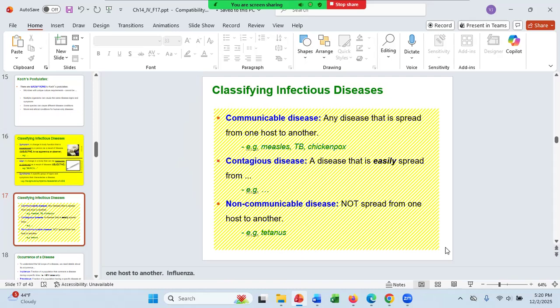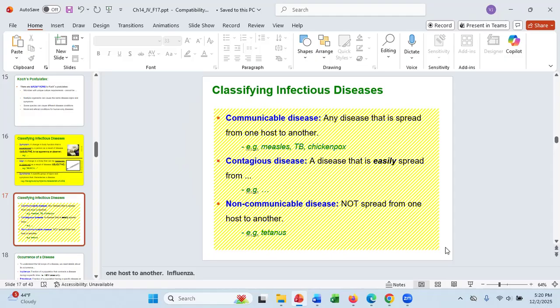A communicable disease is any disease that can spread from one host to another. Examples of a communicable disease are measles, tuberculosis, and chickenpox. A contagious disease is a disease that is easily spread from one patient to another. Can anyone name a contagious disease? A disease that easily spreads. The cold. The human cold is an example. COVID-19 and measles are other examples.